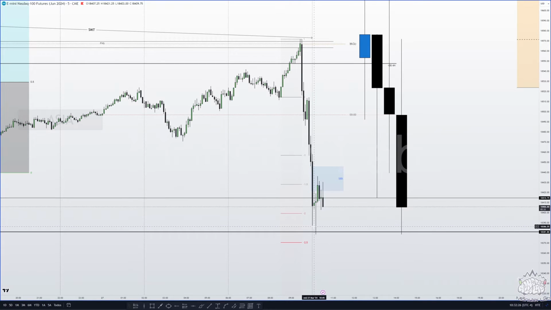CB 10 a.m. What is the opening 10 a.m.? It's here.